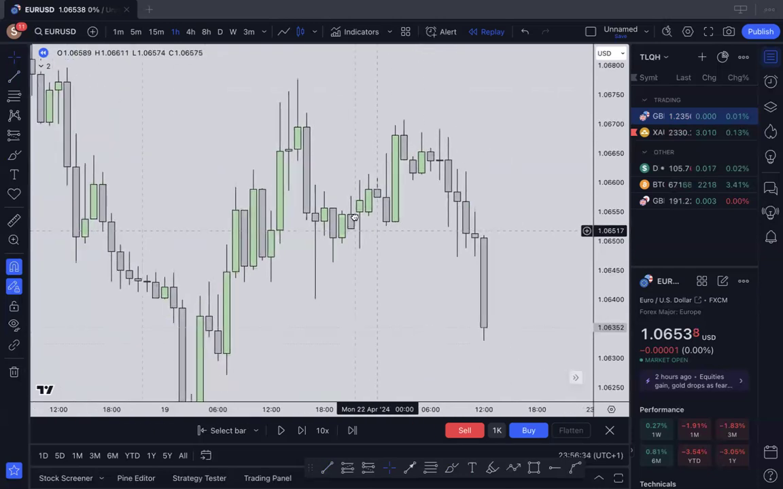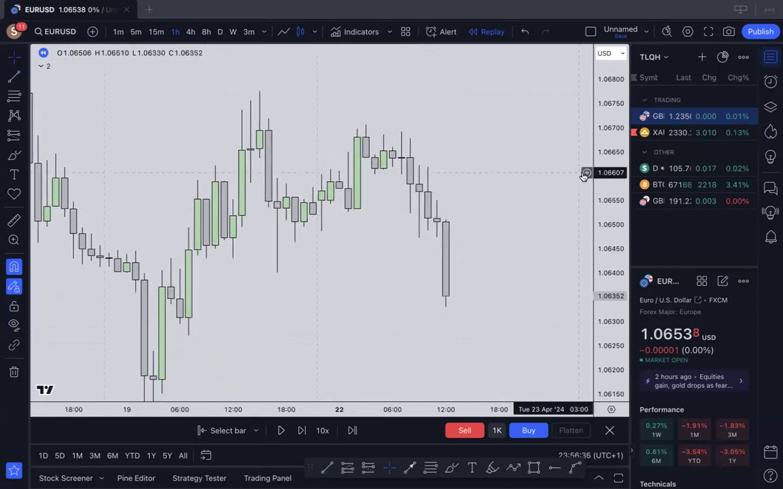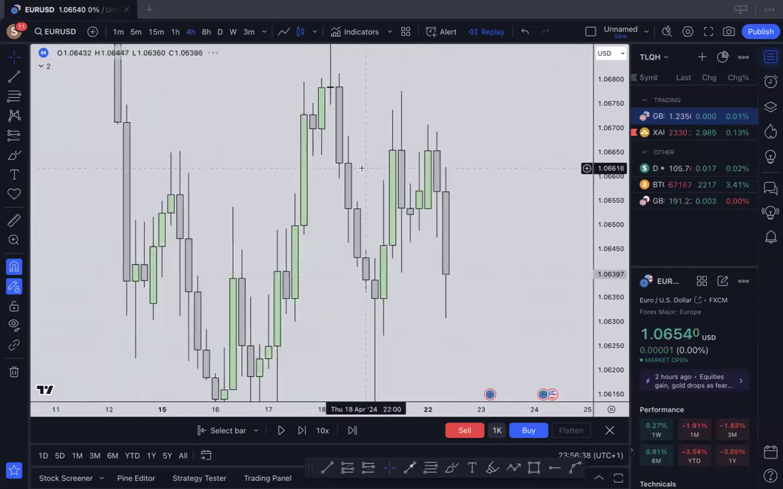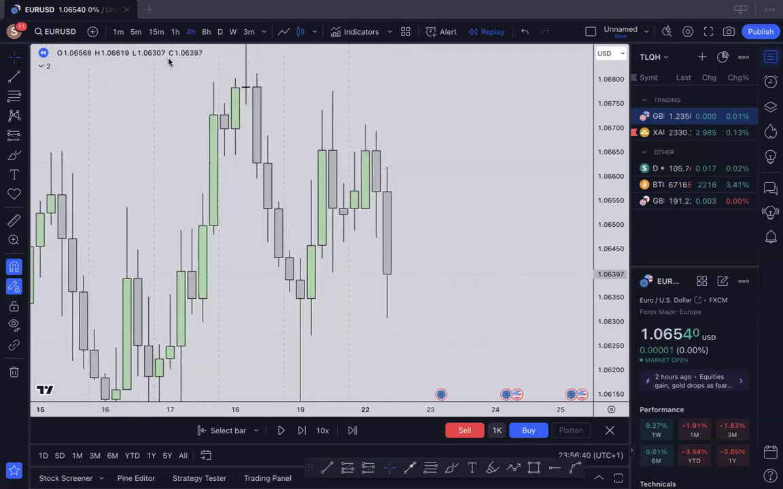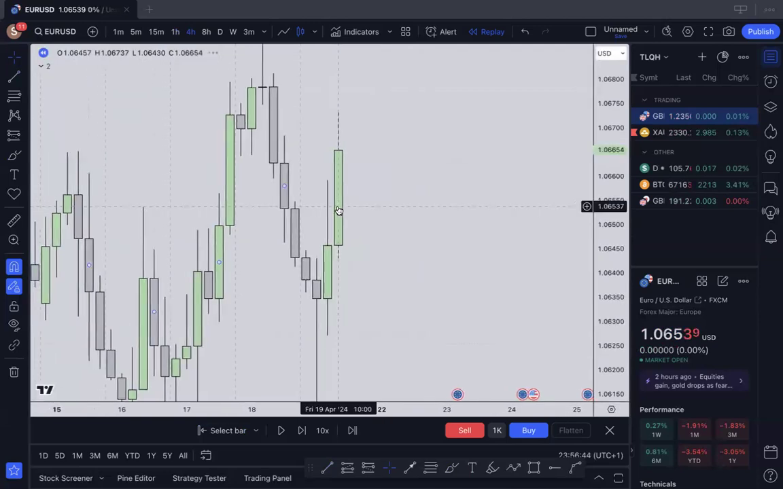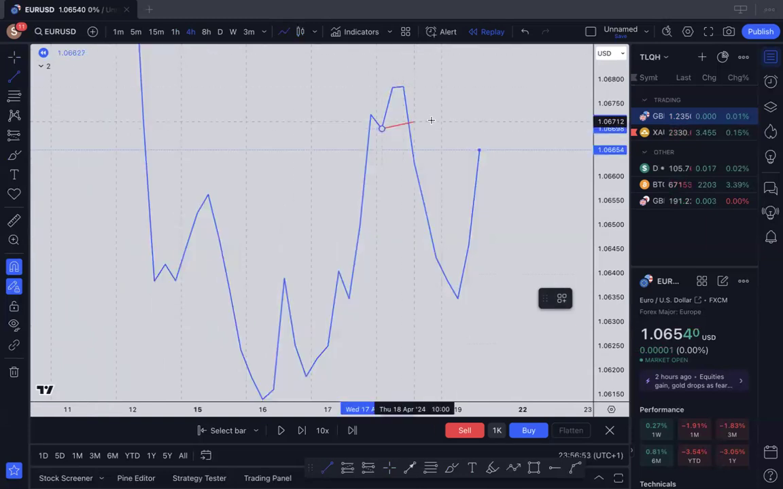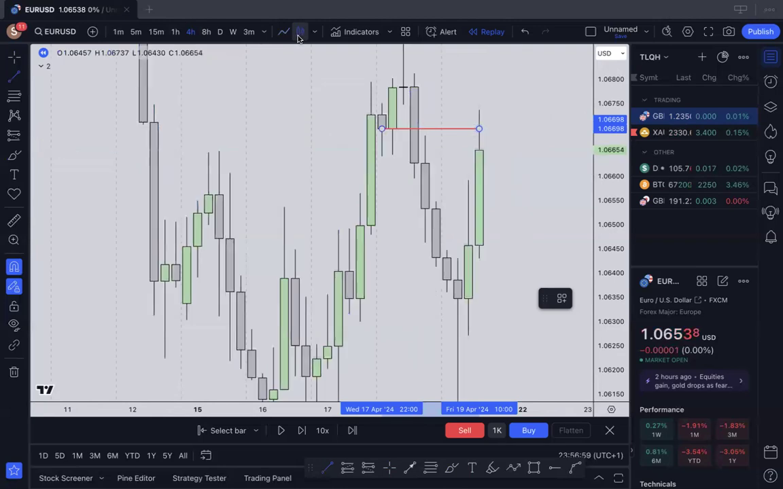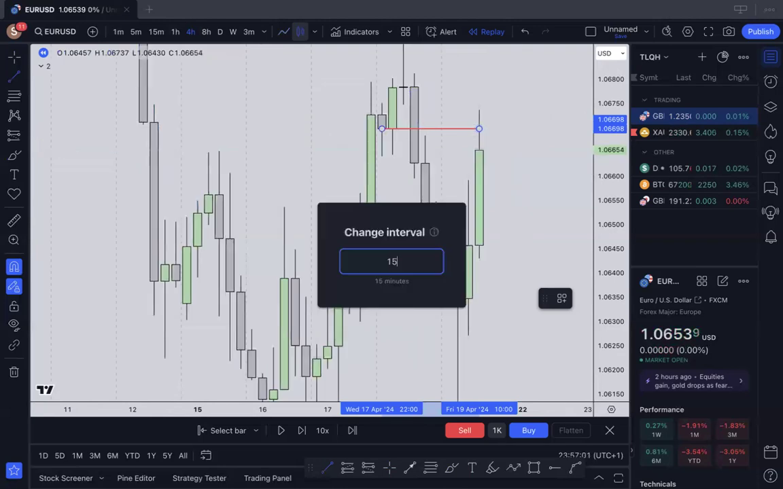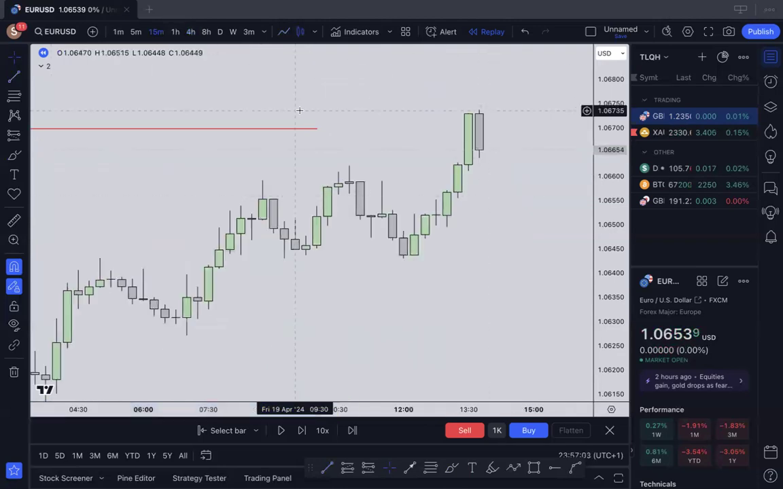So we're just going to go back to this example that we had before. We're going to rewind it like so. We had this MSNR here. This is a V to flip. And now, because we're on the H4, we need to go down to the 15-minute.